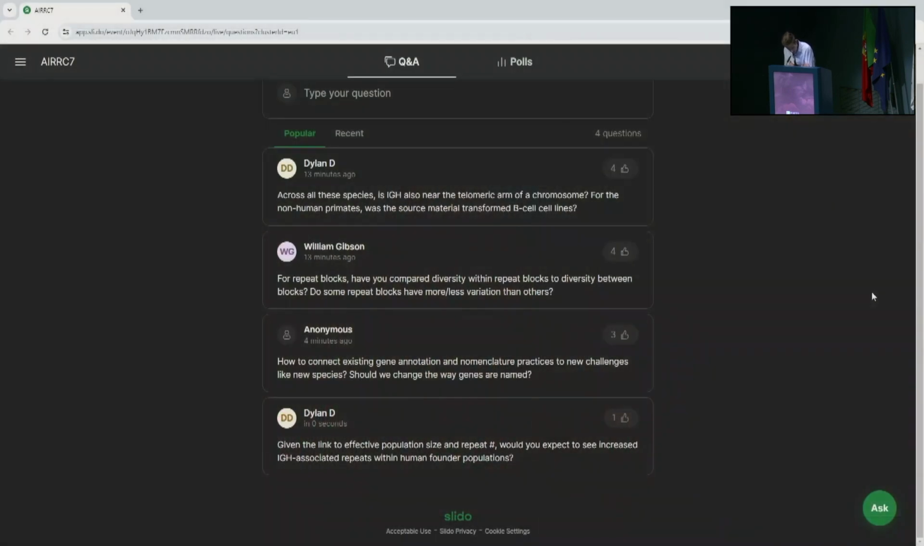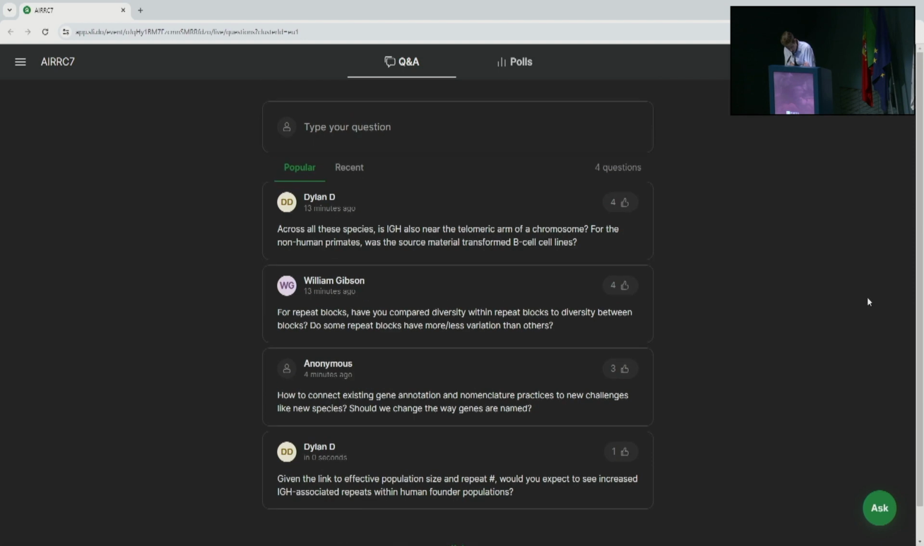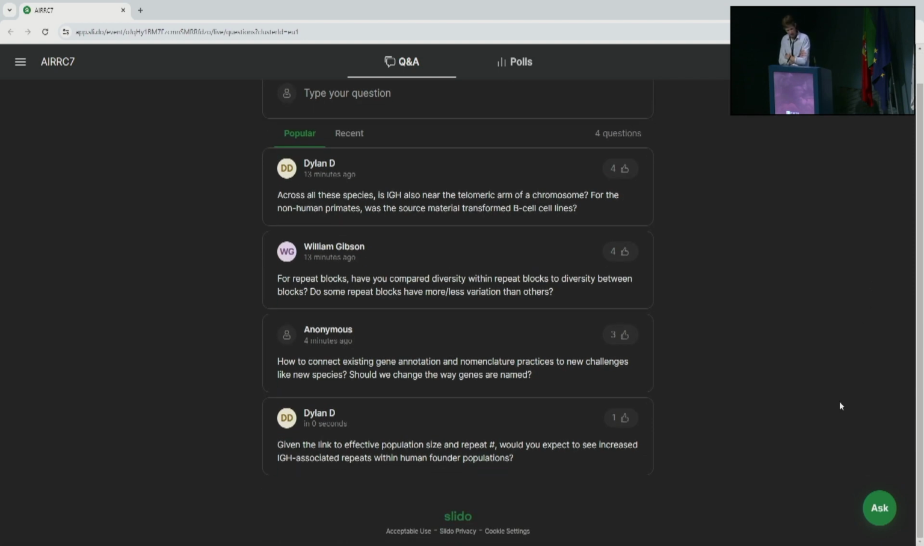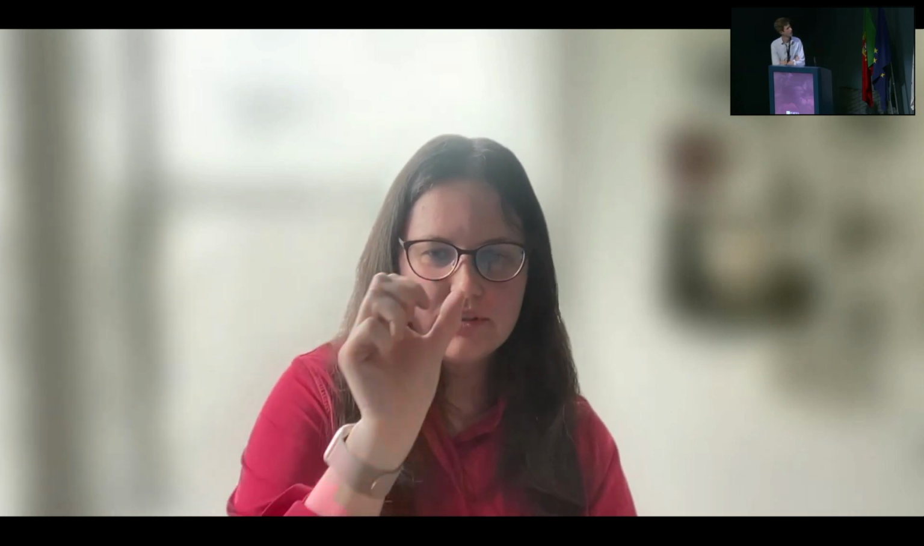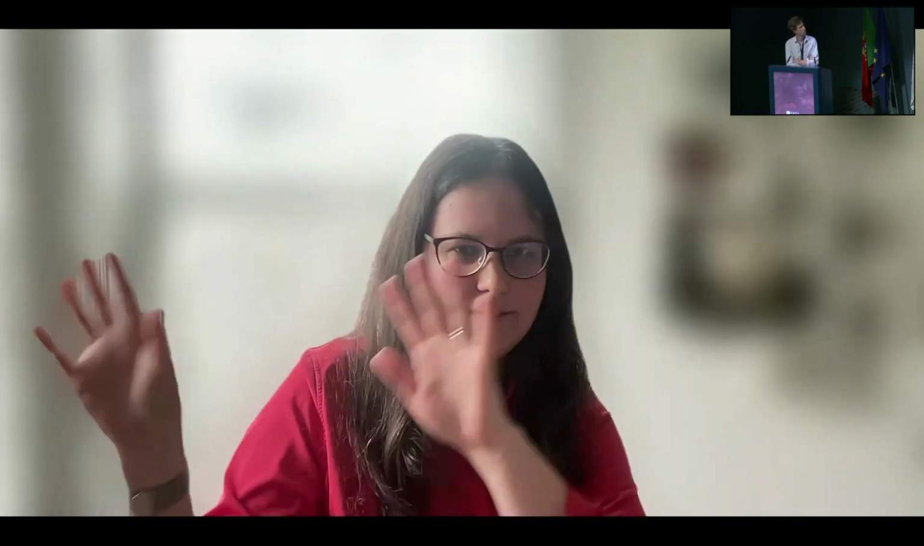Okay, the next question. For repeat blocks, have you compared diversity within repeat blocks to diversity between blocks? And do some repeat blocks have more or less variation than others? Oh gosh, where to start? Yes, we've done it, and we see that some repeat blocks are fully formed by known repeats, for example, LINEs. They are very diverse. They can have immunoglobulin genes located inside them, and that seems to be a way Ig genes can travel across the locus, and they can be very, very different.